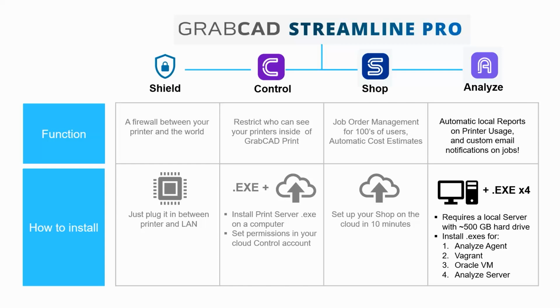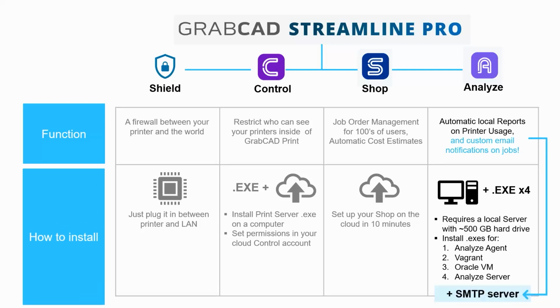We talked last time how you can get local printer reports if you install a local server and 4 EXEs. But to use the custom email notifications, you're also going to need an SMTP server. This is a simple mail transfer protocol server. It's a standard email server, but your IT department will have to designate one for you. We're going to use that SMTP server to send you emails about what your printers are doing. So you're not using our email servers, you're using yours.